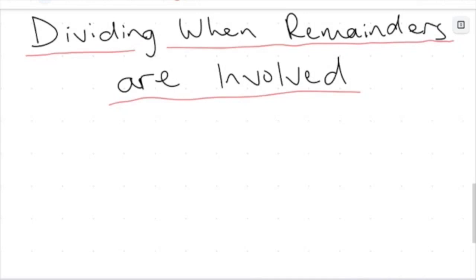Okay, so we're just going to take a moment in this next video to talk about still division, but we're going to talk about dividing when remainders are involved. So far in the previous video, we looked at these really nice divisions where we were able to very easily split these numbers into equal bits. Now, this isn't always going to be the case. At certain points, we're going to face a division where we can't get equal bits.